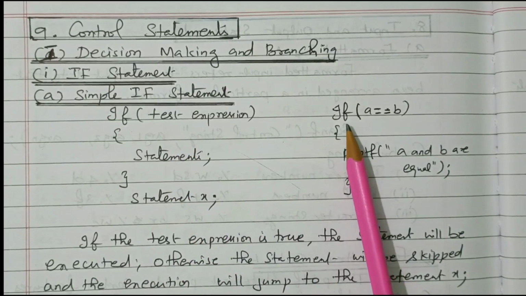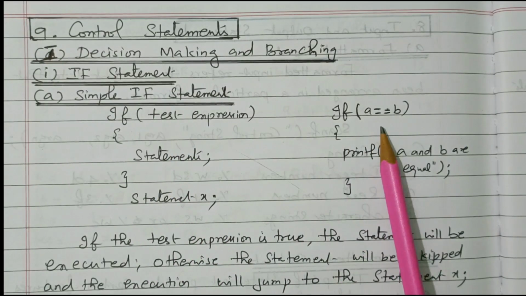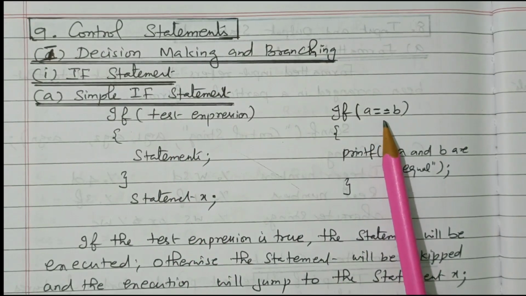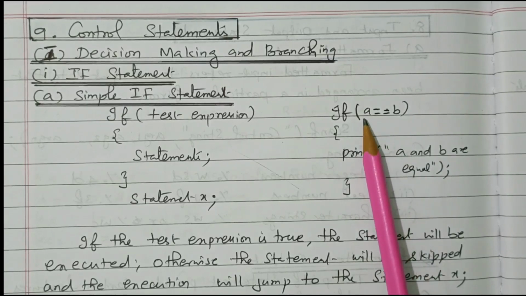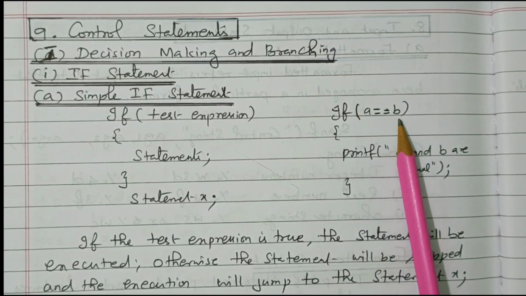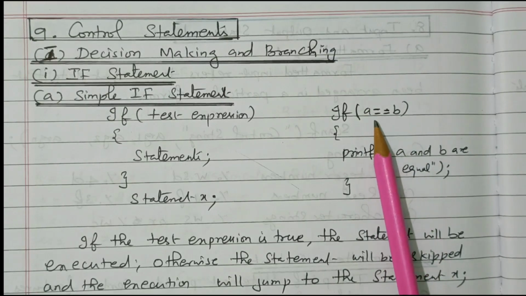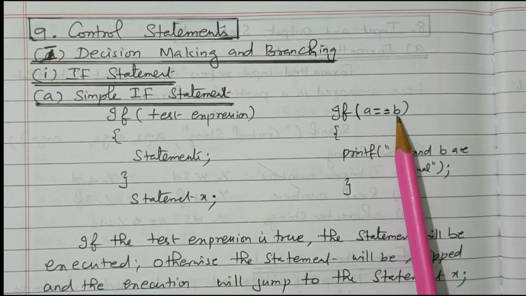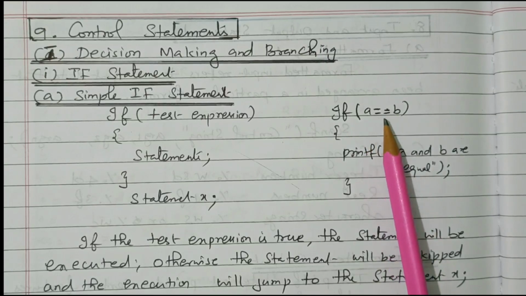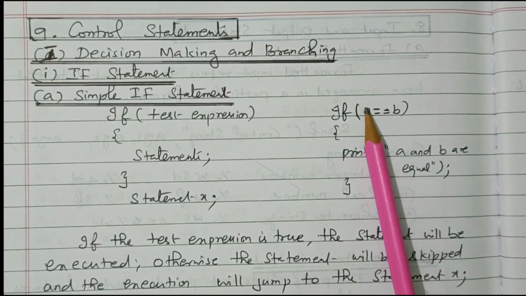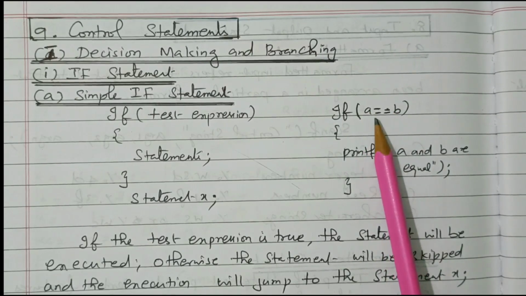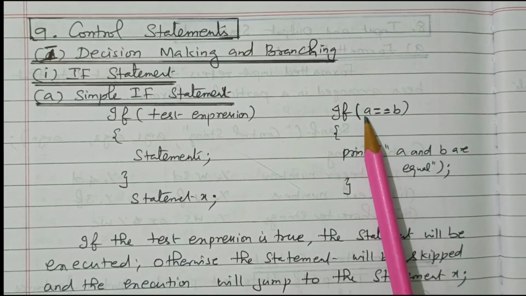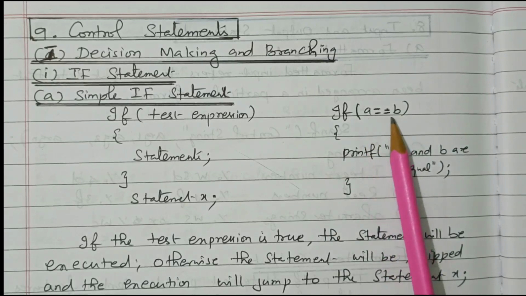We will see the example. If A == B, what is the double equal? It will check whether both are equal, whether the value of A is equal to the value of B, right? Single equal means the assignment operator; it will assign the B value into A. A == B means it will check whether the content of A is equal to the content of B. For example, suppose A is 10 and B is also 10, then both are equal.